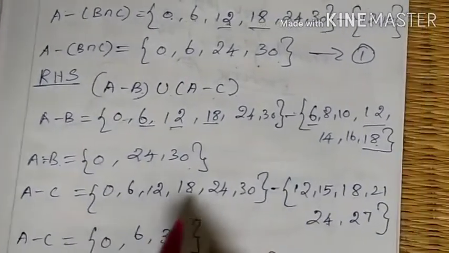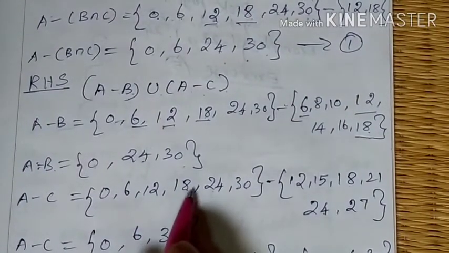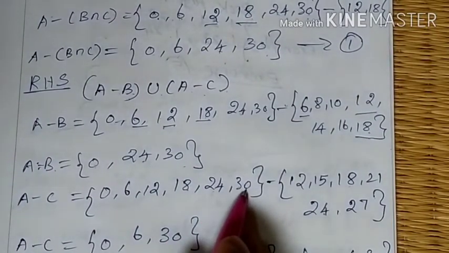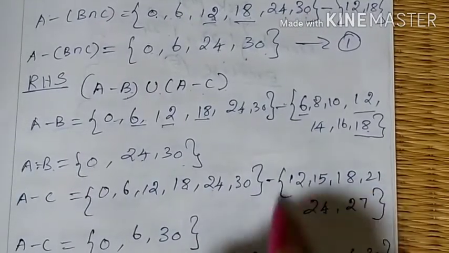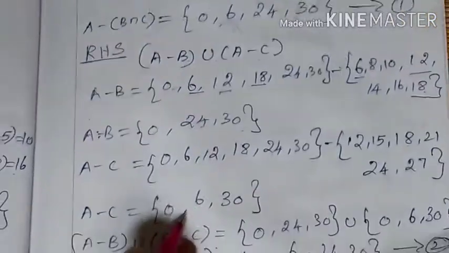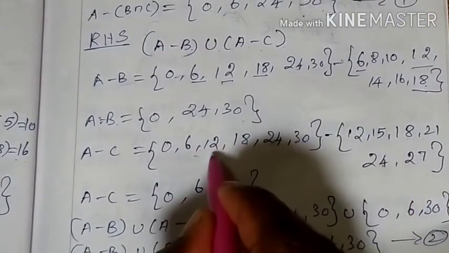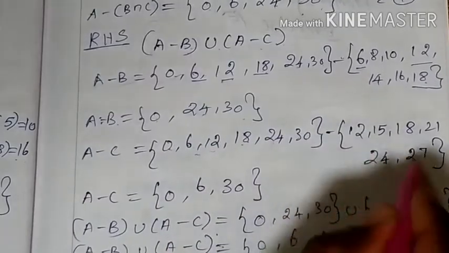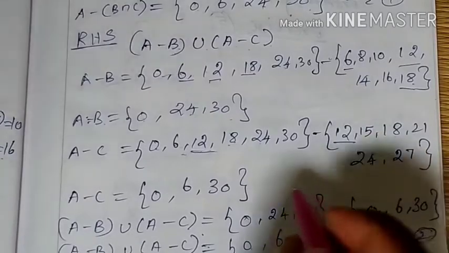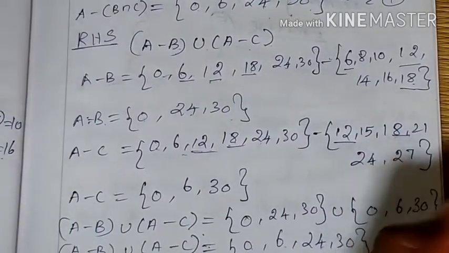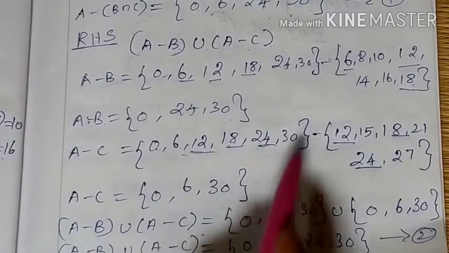In the same manner, to find A difference C, equal to the set of all 0, 6, 12, 18, 24, 30 are the collection of A, and these are the C values. So omitting C values from A, we get 0, 6, 30. The same way, 0 and 6 do not appear in C. Next 12 is there, 12 is there. Then 18, 18, 24, 24. So the remaining are 0, 6, 30.